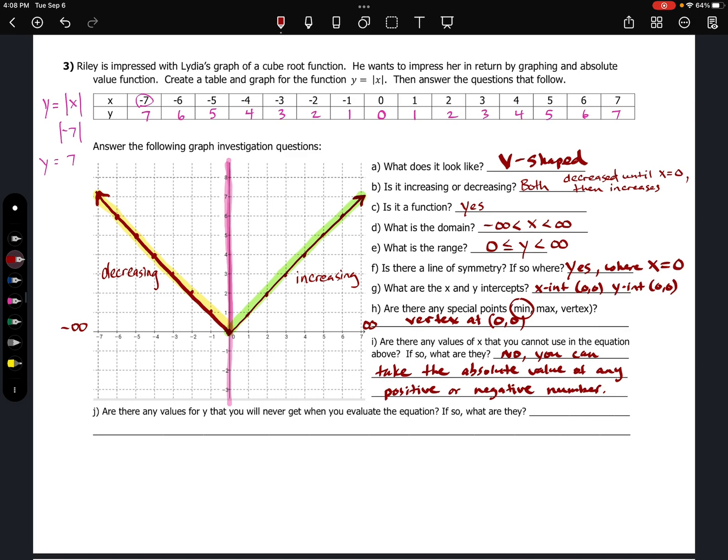And then the last question says, are there any values for y that you will never get when you evaluate the equation? If so, what are they? Well, if you look at it there, right, our graph goes down to the x-axis and then back up, but we never have any points down here below the x-axis, right? So we will have no outputs less than 0. And if you notice there, 0 is the smallest number in our range.